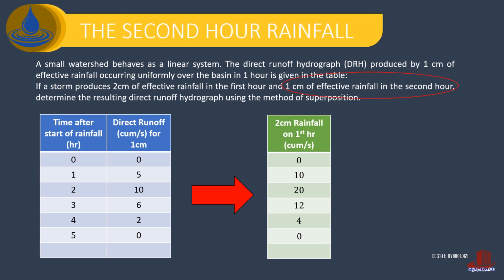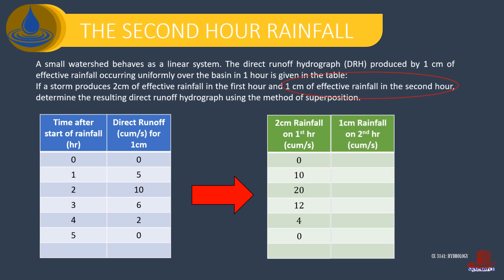The second hour rainfall maintained 1 centimeter of effective rainfall, starting on the second hour. A lag is needed where the unit hydrograph will then start at the second hour.